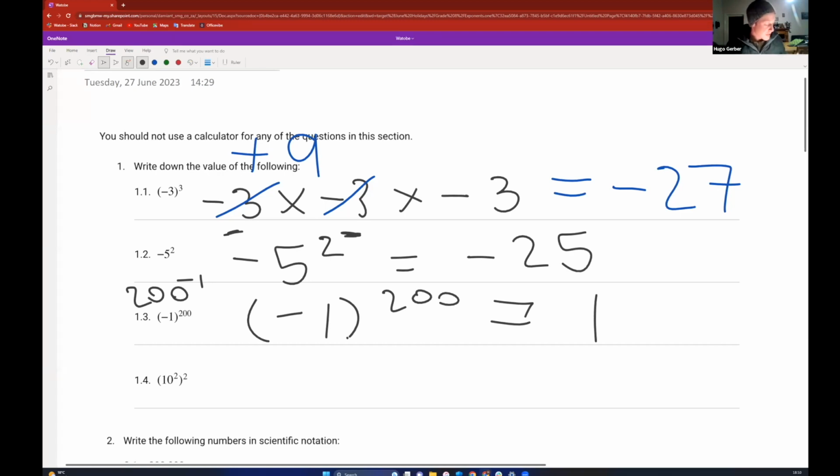All right. Let's have a look at 1.4. This is weird, guys. We have more brackets and it's getting more difficult. I'm going to need some answers in the chat for this one. This is a weird one. I'm getting 1,000.